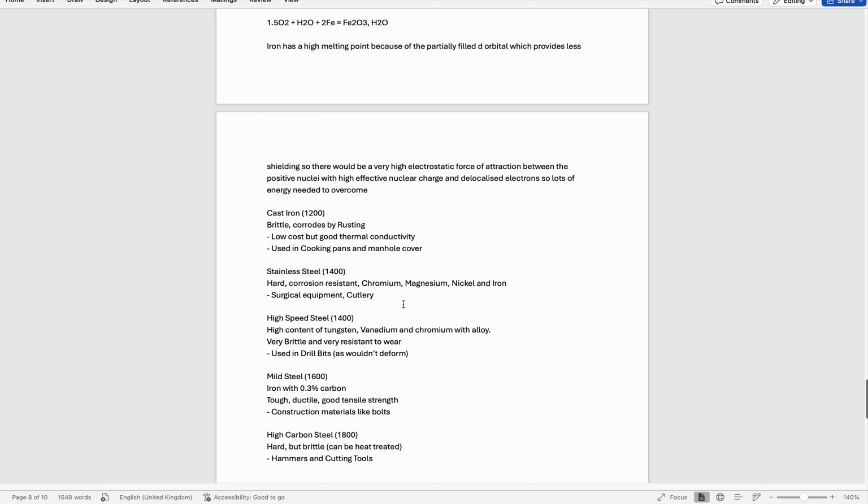And we have also got mild steel, which is iron with a very low content of carbon. It is very malleable, quite tough, quite ductile, has quite good tensile strength, and is used in bolts because they have to stretch a bit, if that makes sense. High carbon steel, the higher carbon content makes it a bit more tough, a bit more hard, but it also makes it more brittle, and therefore it is used in materials like hammers.